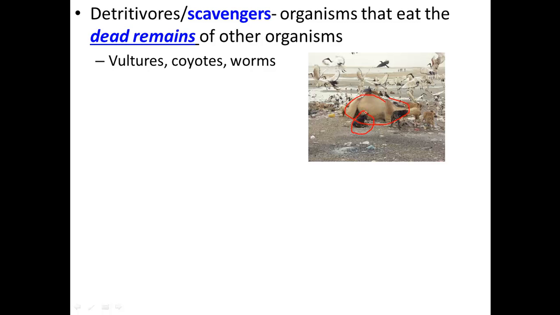You're going to have coyotes that feed on the dead camel. You're going to have vultures and these different birds. I'm not exactly sure what type of birds those are. Worms you're going to find in dead remains. So these organisms are considered scavengers or detritivores.